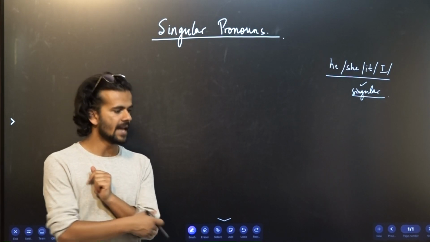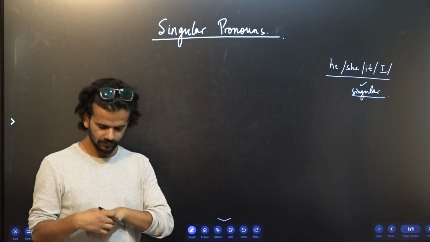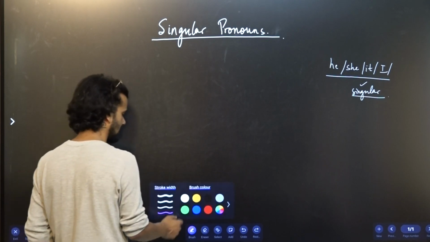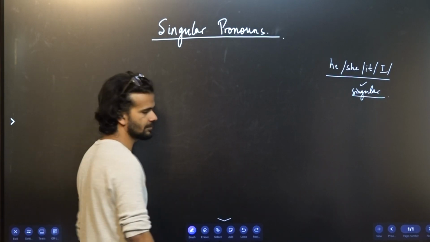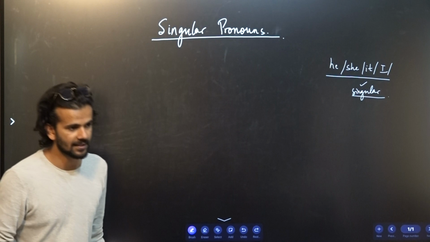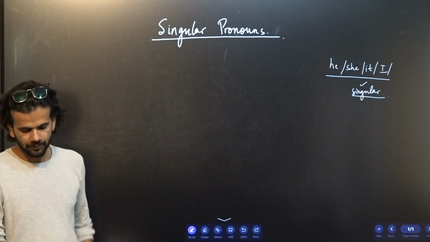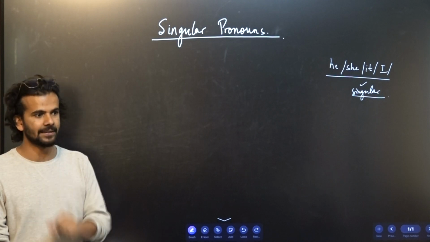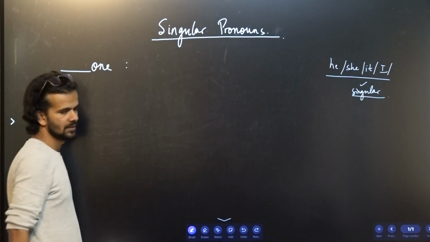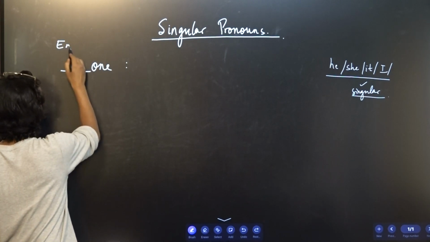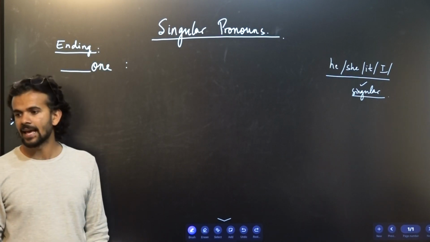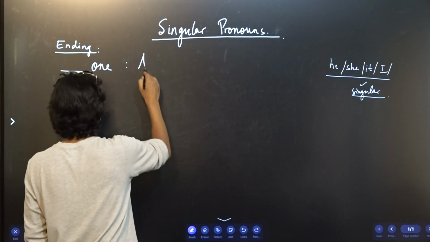Right? Now, what can happen is, sometimes it can be confusing. Some pronouns can be confusing. And these confusing pronouns are the ones that we are going to look at in this class. For example, pronouns that end with one. Pronouns ending with one. For example, anyone.